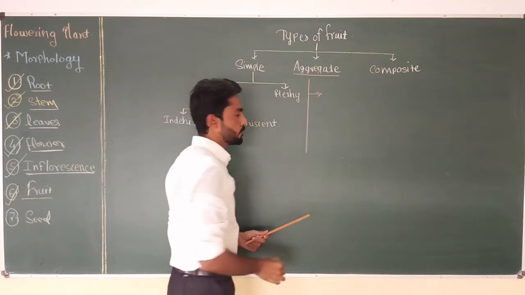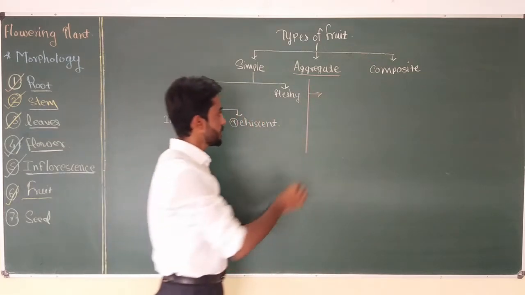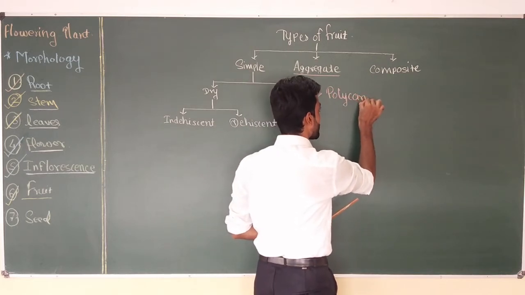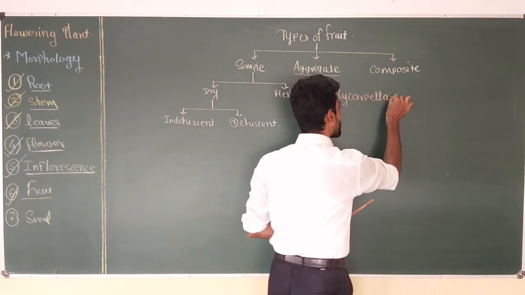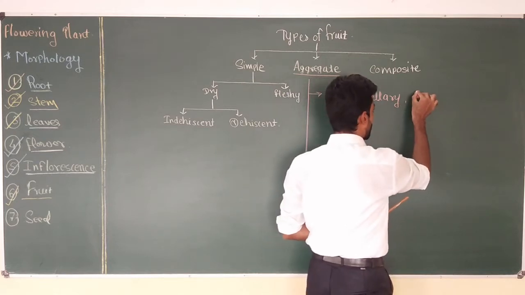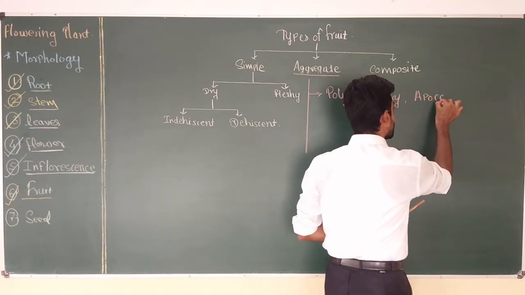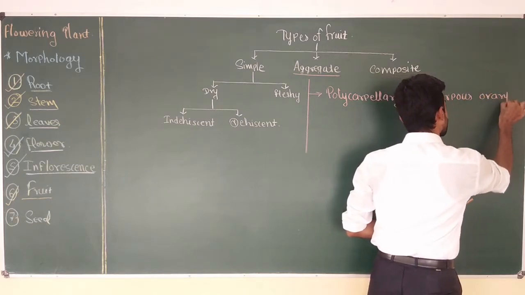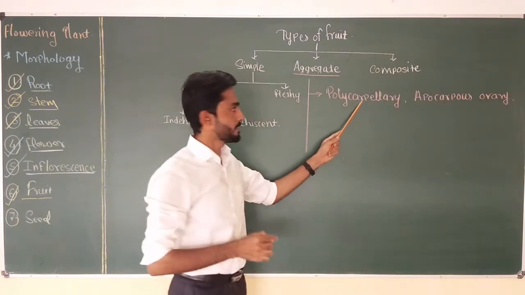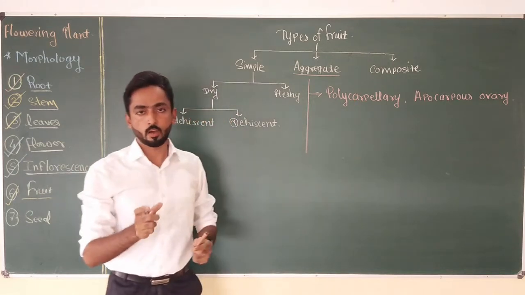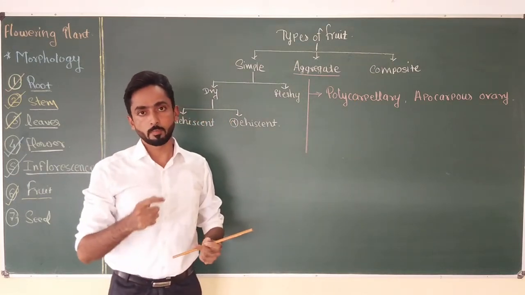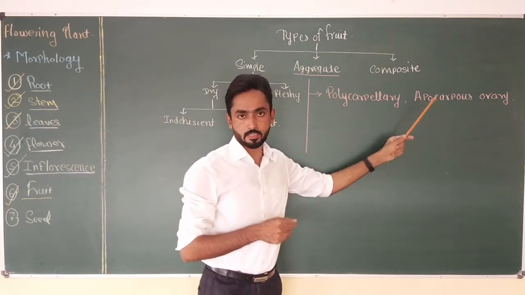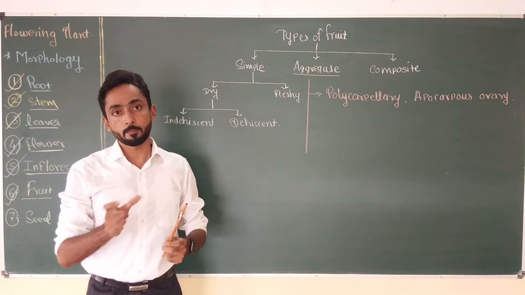Okay, so aggregate fruit is produced from a single flower which has polycarpellary apocarpous ovary. Okay, what is polycarpellary ovary? The flower has multiple carpels or multiple ovaries, but each ovary is apocarpous in nature. That means carpels are free from one another.